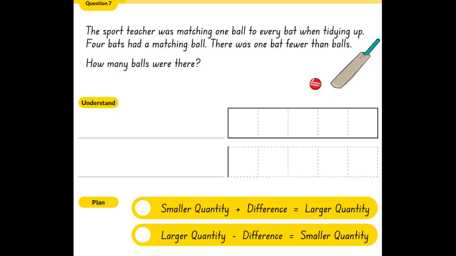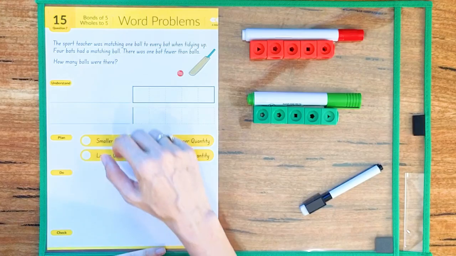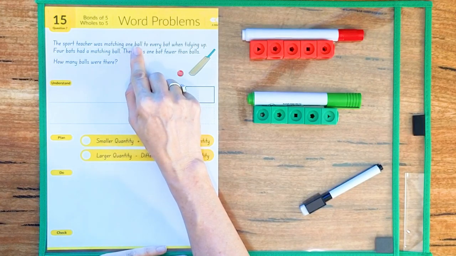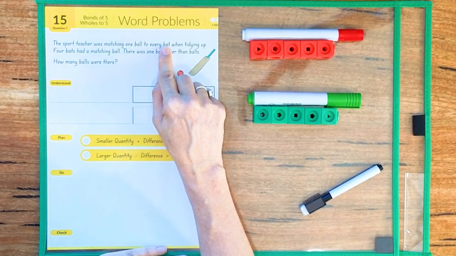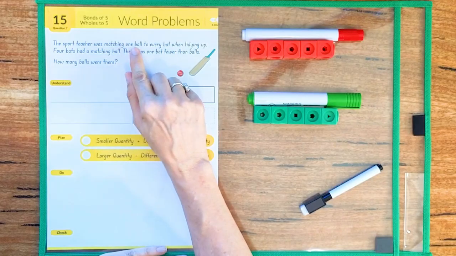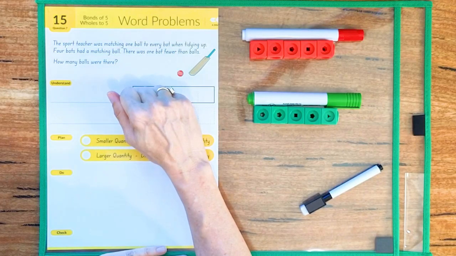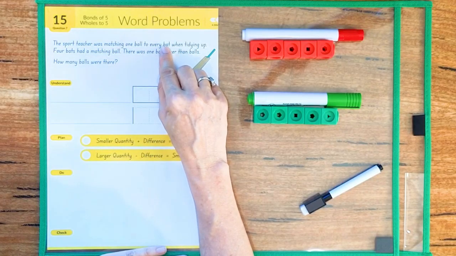Question 7. The sport teacher was matching 1 ball to every bat when tidying up. 4 bats had a matching ball. There was 1 bat fewer than balls. How many balls were there? This question is about balls and bats. One quantity is the balls and the other quantity is bats.